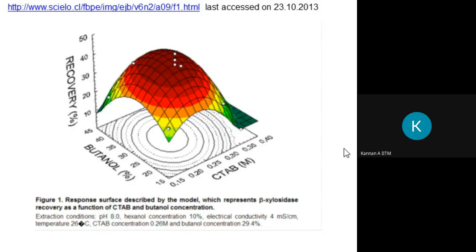Again, this is a biotechnology experiment, butanol and CTAB. CTAB probably is a surfactant, and then they are focusing on recovery. And neither at the highest value of CTAB or the highest or lowest value of butanol are you able to get the highest recovery. Neither are you getting the highest recovery at the maximum value of CTAB and maximum value of butanol. We normally think when you increase both the reactants or both the ingredients to the maximum value, we will get the maximum response. Okay, it does not happen like that.